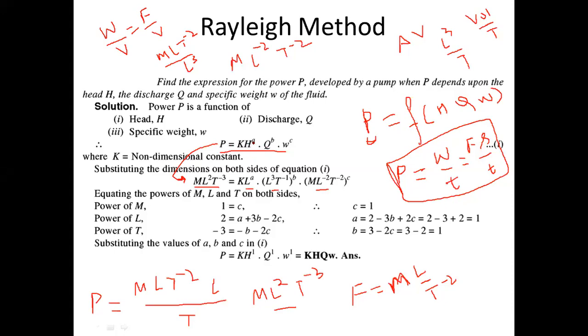So head to the power a means L to the power a. Similarly, discharge to the power b, so Q to the power b. And weight density to the power c. Now after this, you need to simplify. There is an L here, there is an L here also. If you add all of them, what will you get? Let me rewrite.